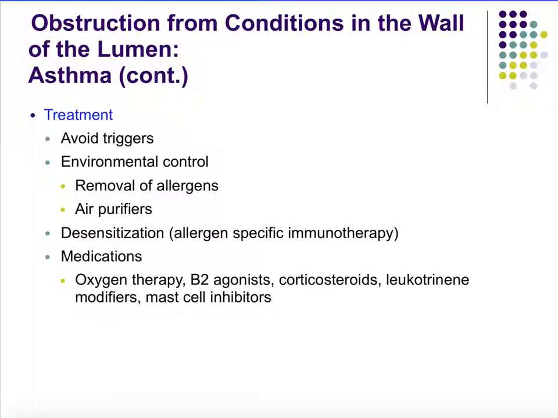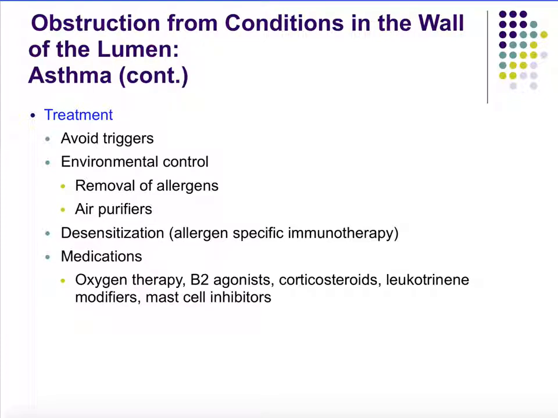So what can we do to treat asthma? So one of the main things we want to do is avoid your trigger. So if you know you're allergic to certain things, that's what you want to avoid. Control your environment, remove allergens, use air purifiers. You can also try desensitization, which is essentially immunotherapy.